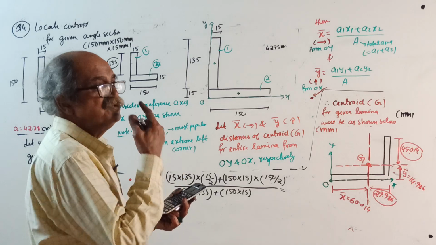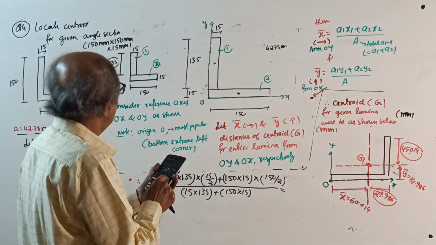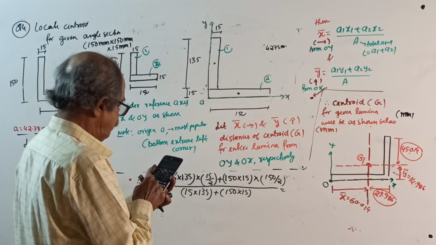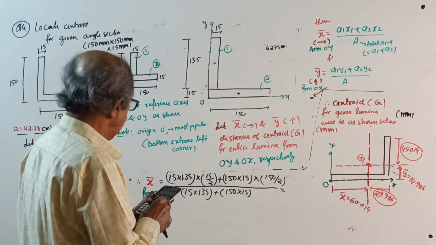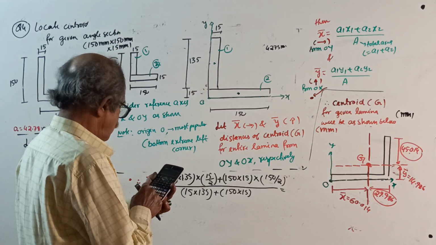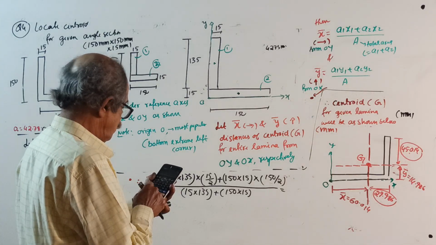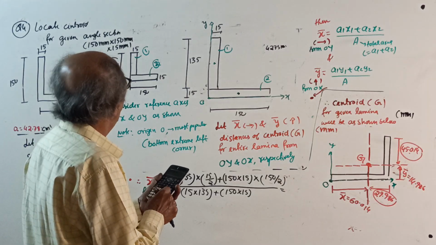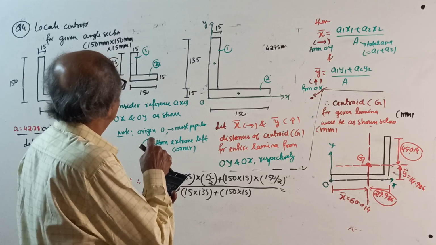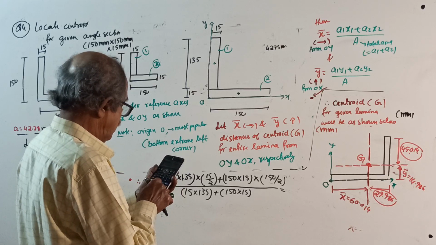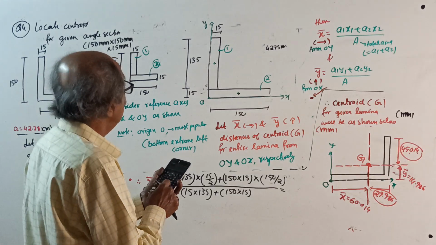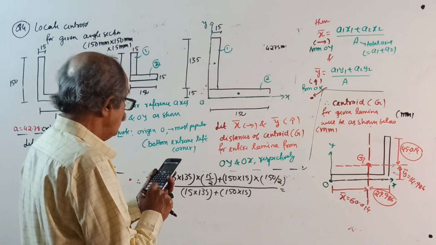I remember 4.26, I think I'm wrong. 15 into 135 plus 150 also into 15. Area is 4275, correct? 4275. Then 15 into 135 into 15 by 2 plus 15 into 130 plus 150 into 15 into 75, divided by 4275.